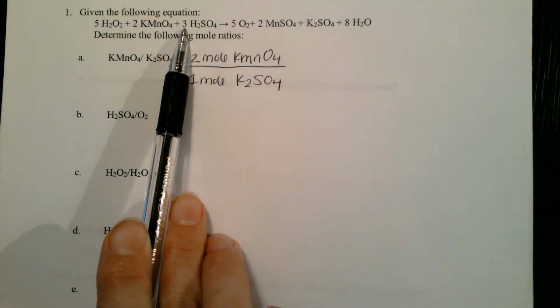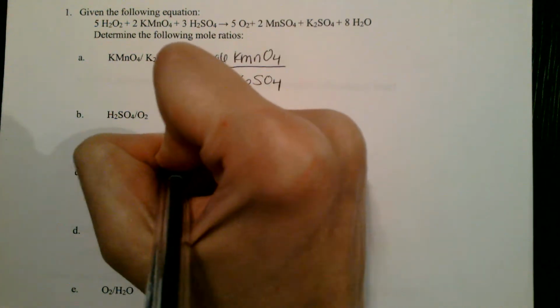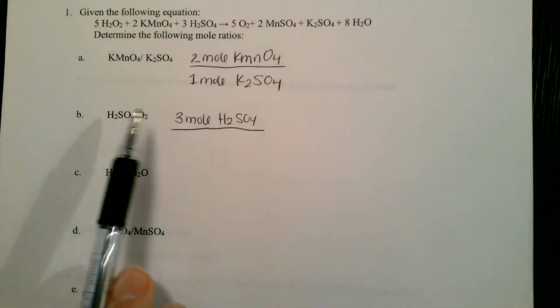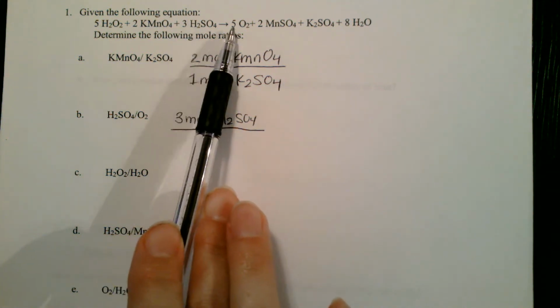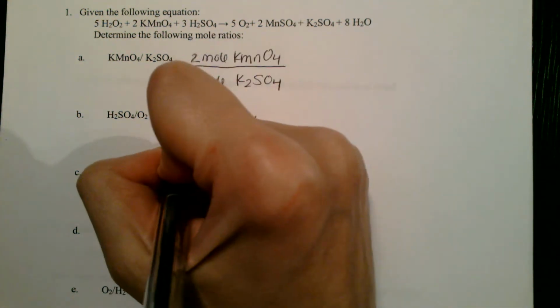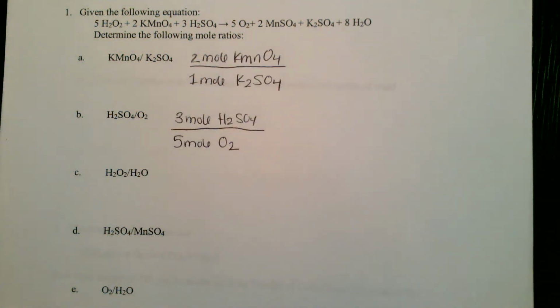Okay, so next, H2SO4. Our coefficient there is a 3, so 3 mole of H2SO4. Now we're comparing it to O2. For every 3 of these that we have in the reaction, we produce 5 of those. So 5 mole of O2.